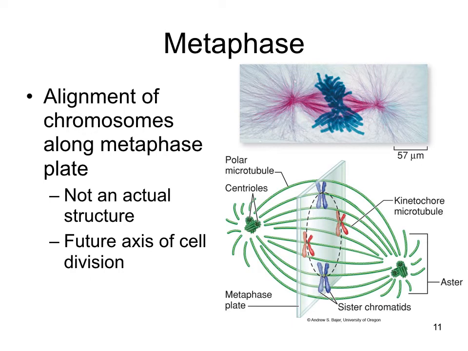Kinetochores attached to microtubules. Okay, and this is the trick in mitosis. It's kind of like kindergartners. Line them all up, half go one way, half go the other way. And so this is what happens.